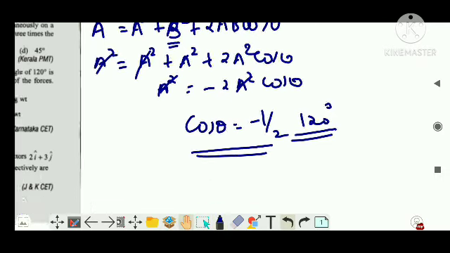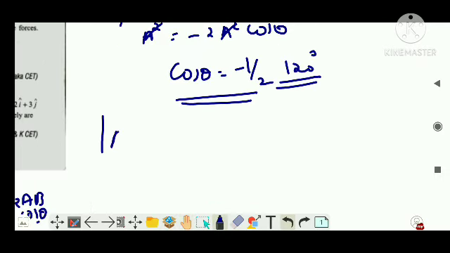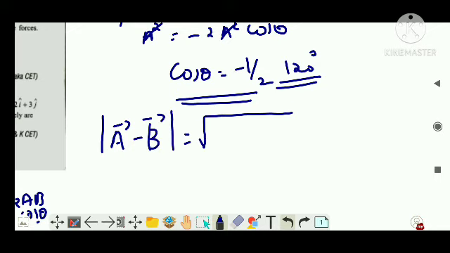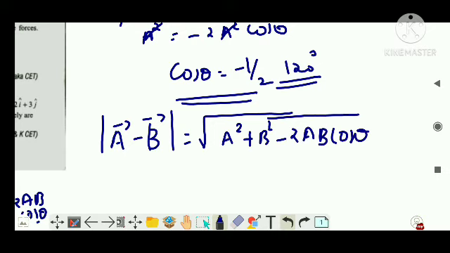Now that is not the question. Your question is, what is a vector minus b vector? How can I find it? It is root of a square plus b square minus 2ab cos theta. You just substitute for cos theta. You can write cos theta directly as minus 1 by 2. Okay, clear? So cos 120 degrees, I hope you know it is minus 1 by 2.